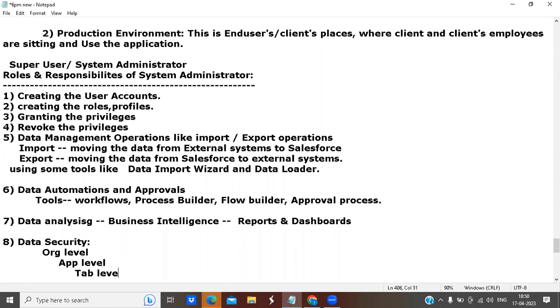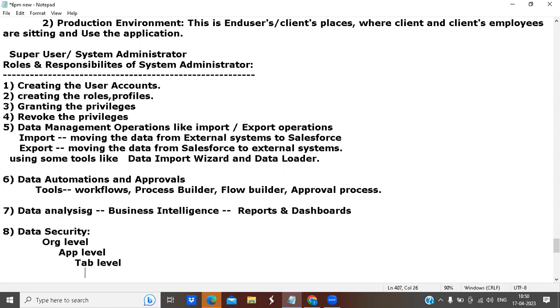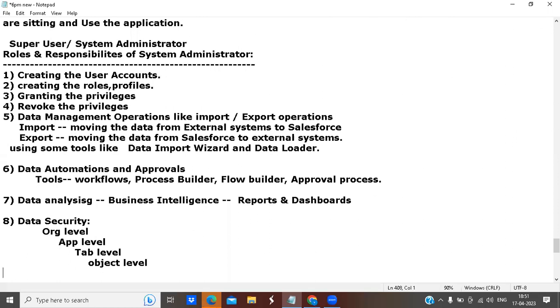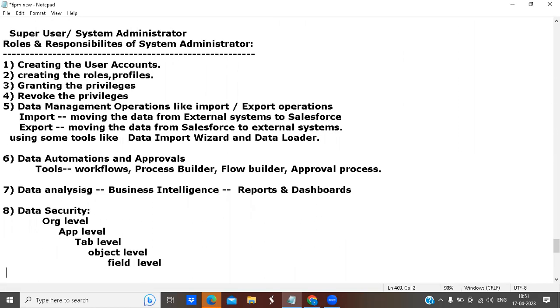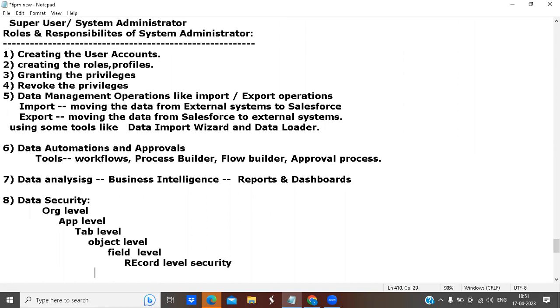Next one, tab level security. Org level, app level, tab level, object level security. Field level security. Record level security. On record level security, we have something like OWD. OWD stands for Organization Wide Defaults.